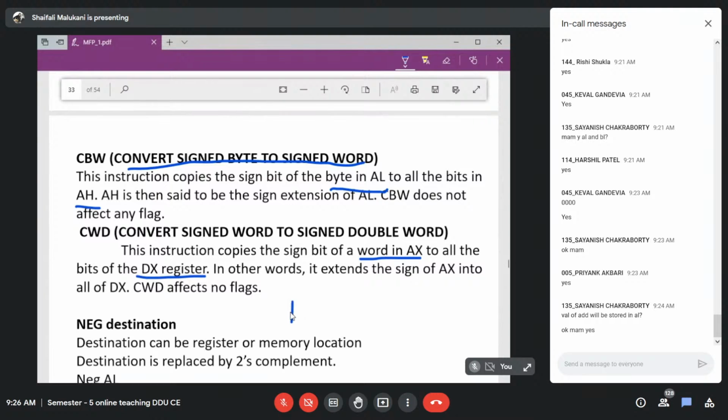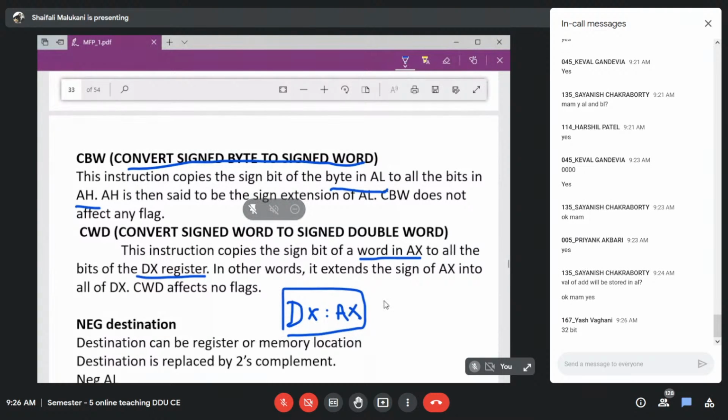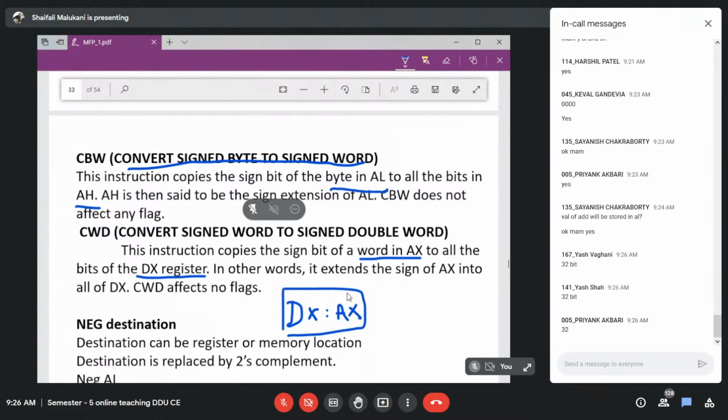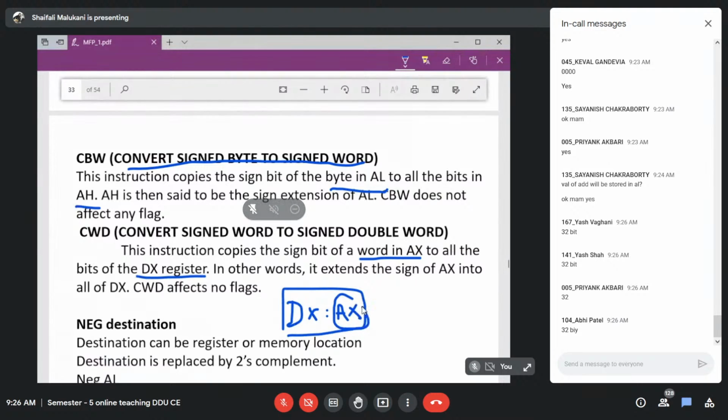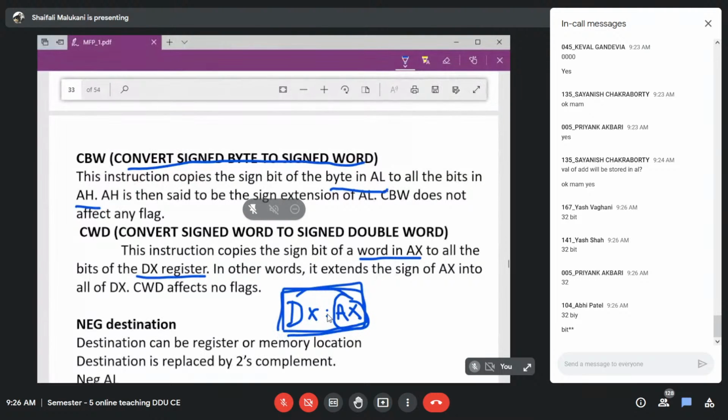Now if you observe DX and AX together, what will be the size of DX AX if I see it as a single register? 32 bit. So this word is converted to this entire double word. Certain instructions will use DX AX as a double word, so we will need it when we study those instructions.